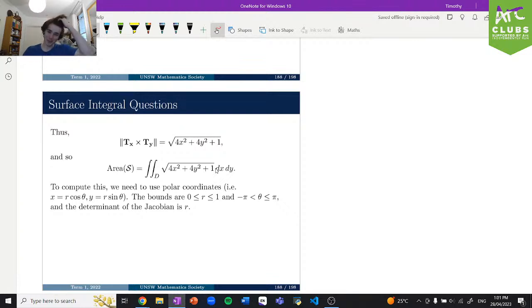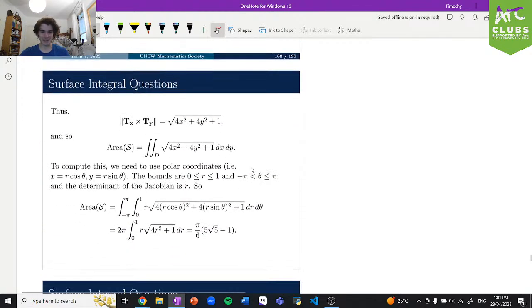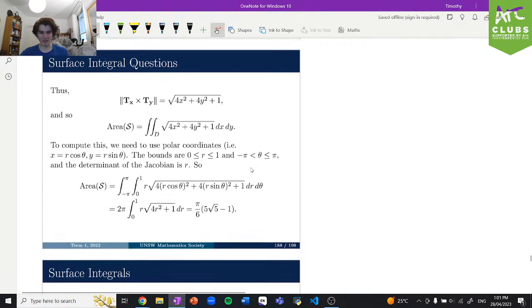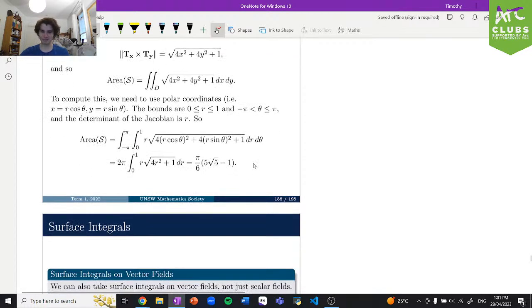So if you just know what their determinants are, then it will save you a lot of strife and a lot of hassle, which is very fun. You substitute all that in, and you end up with your expression there. You end up with your final integral being pi on 6 times 5 root 5 minus 1.